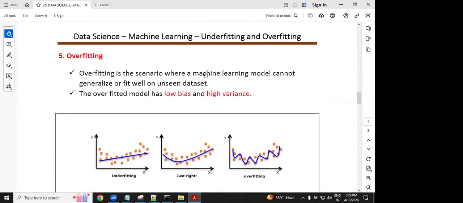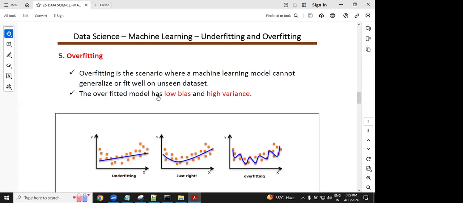Overfitting is a scenario where a machine learning model cannot generalize well. What do you mean by generalize? It is supposed to give good predictions over unseen data, unknown data, new data. Sir, are you with me? I'm repeating one more time: overfitting is a scenario where the model cannot generalize or fit well on unseen data.